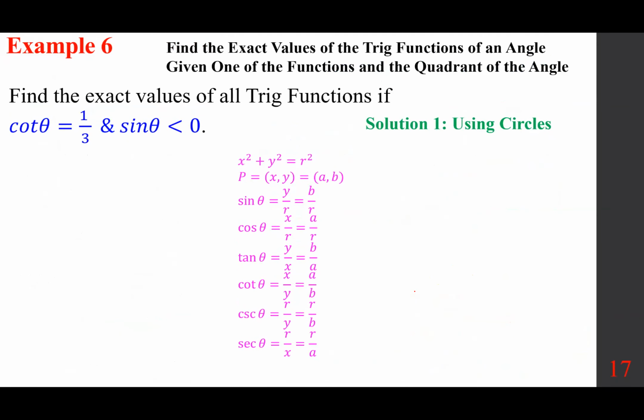All right, again, let's use the circles. In this case, cotangent is given as 1 over 3, and cotangent is x over y, and sine is negative. As far as the quadrant is concerned, cotangent is positive in the first and third quadrant. So which one of those has sine negative? It's the third quadrant.